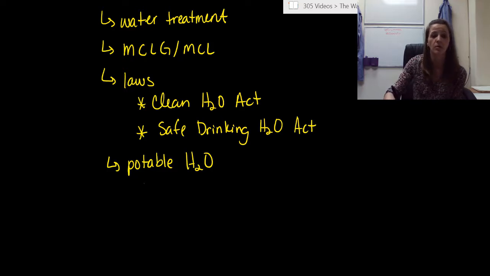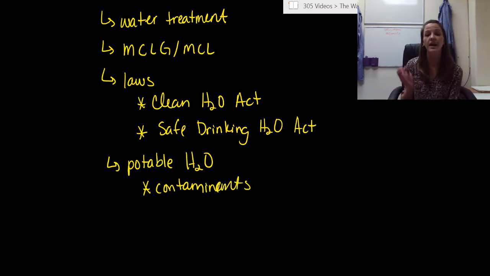Now, when we talked about potable water, we were very clear that we had certain contaminants that we needed to be very careful with. So we had certain contaminants that we had to be aware of, and this goes hand in hand with our MCLs and our MCLGs, but we just have to make sure we're aware of it when we're drinking our water and cooking with our water. This is where we need to be most cautious with our contaminants.